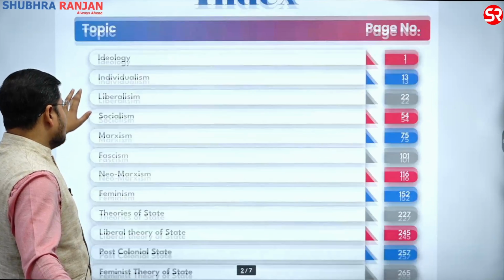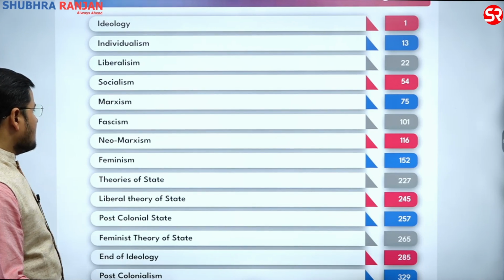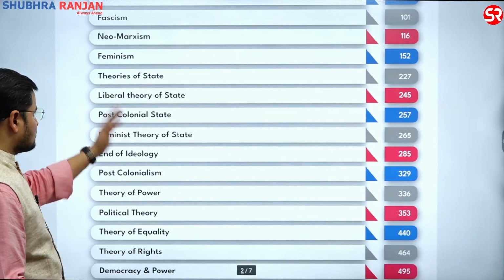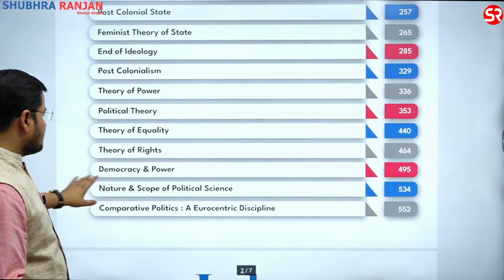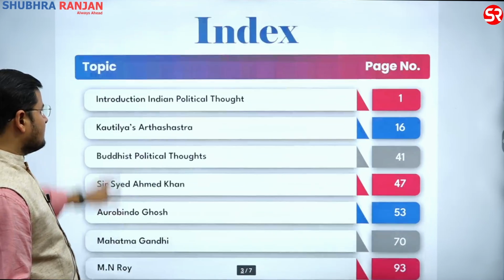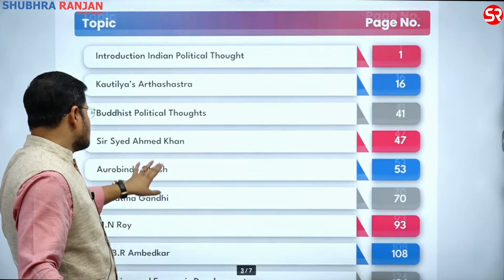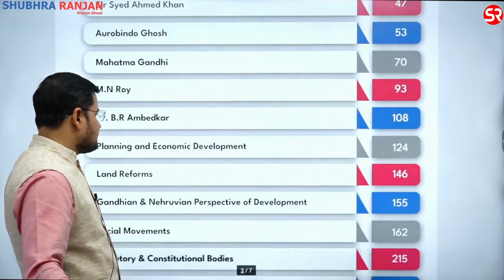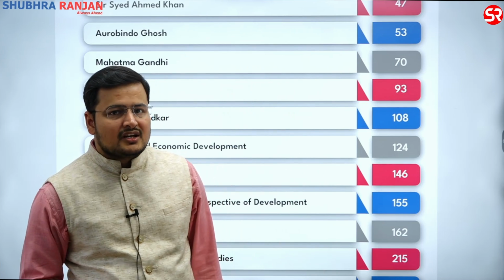Then the ideologies: individualism, liberalism, socialism, Marxism, fascism, neo-Marxism, feminism. Then theory of state, different perspectives on state, liberal theory, post-colonial state, feminist theory of state and all. And similarly, theory of equality, theory of rights, democracy and power. All these topics have been very comprehensively covered. Then the topics of Indian political thought: Kautilya, Buddhist traditions, Sir Syed Ahmad Khan, Aurobindo Ghosh, Mahatma Gandhi, M.N. Roy, B.R. Ambedkar.